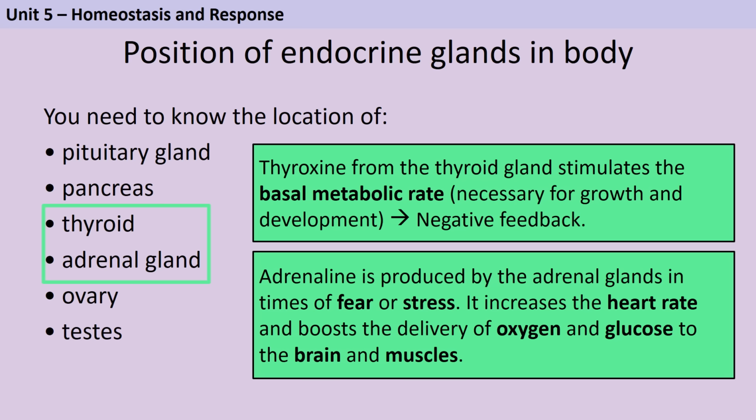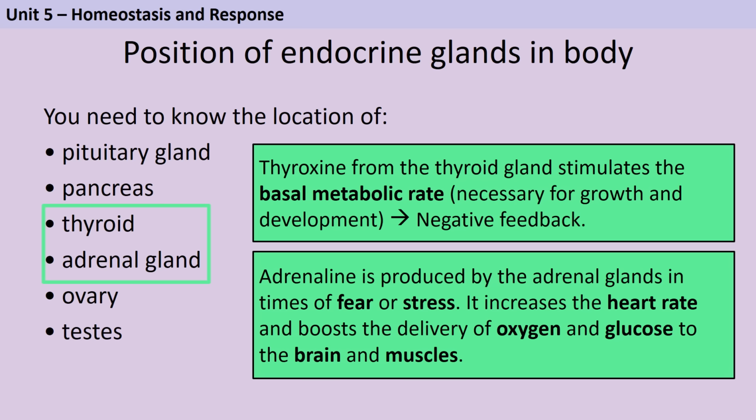Your thyroid produces a hormone called thyroxine, and that stimulates your basal metabolic rate, so basically your underlying metabolic rate the whole time, which is necessary for growth and for development. And it's controlled by a negative feedback loop. So you make some, and then eventually when the levels in your body rise high enough, that's detected, and then your thyroid gland will stop making it.